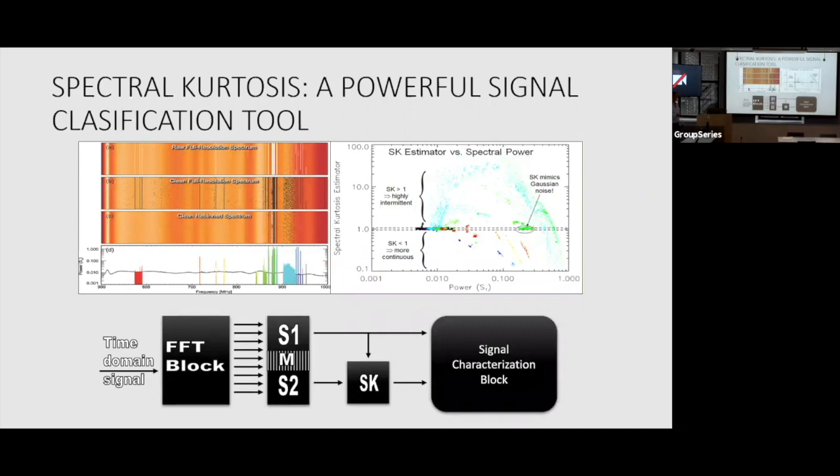So you just do this modification in your data pipeline. Instead of having the time domain signal, you do the FFT, you accumulate S1, but you also accumulate S2. Using S1 and S2, you compute Sk, and after that, you can characterize your signal having S1 and Sk, both things which are actually the outputs of our instrument.